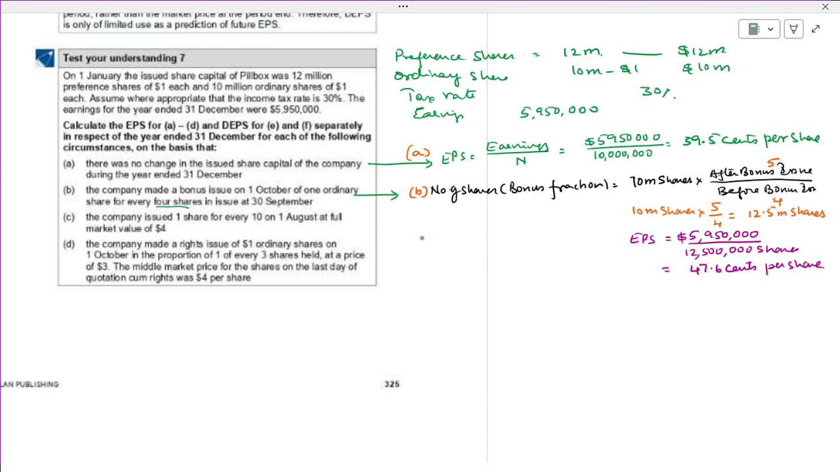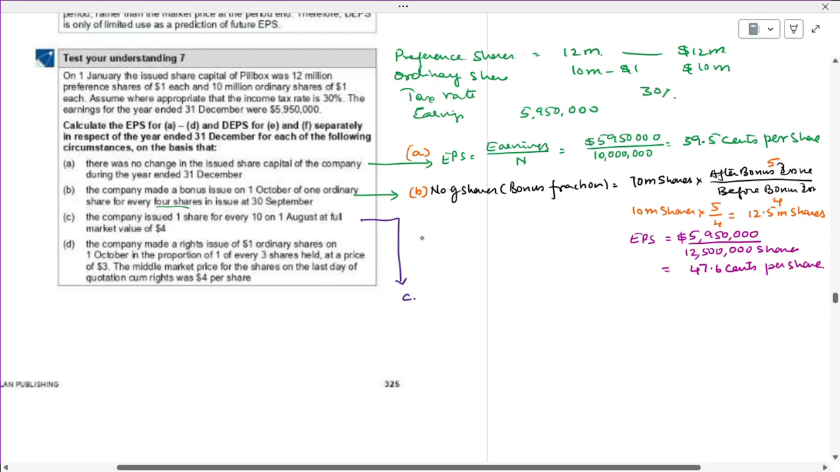Point number C. What they are asking: they have issued shares, one share for every 10. They issued on 1st August. So January to July separately and August to December separately. In that case we have to calculate the weighted average.